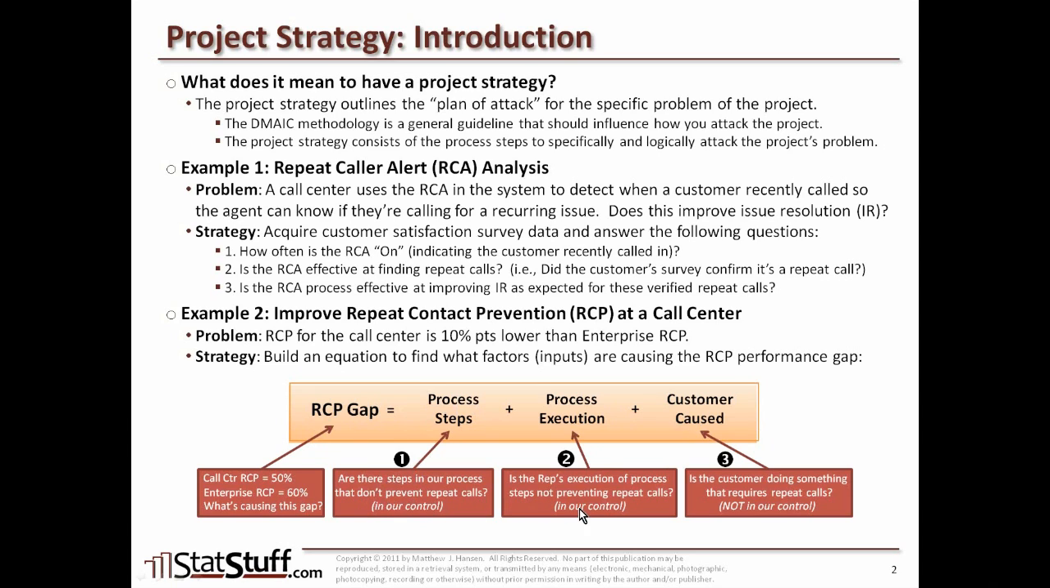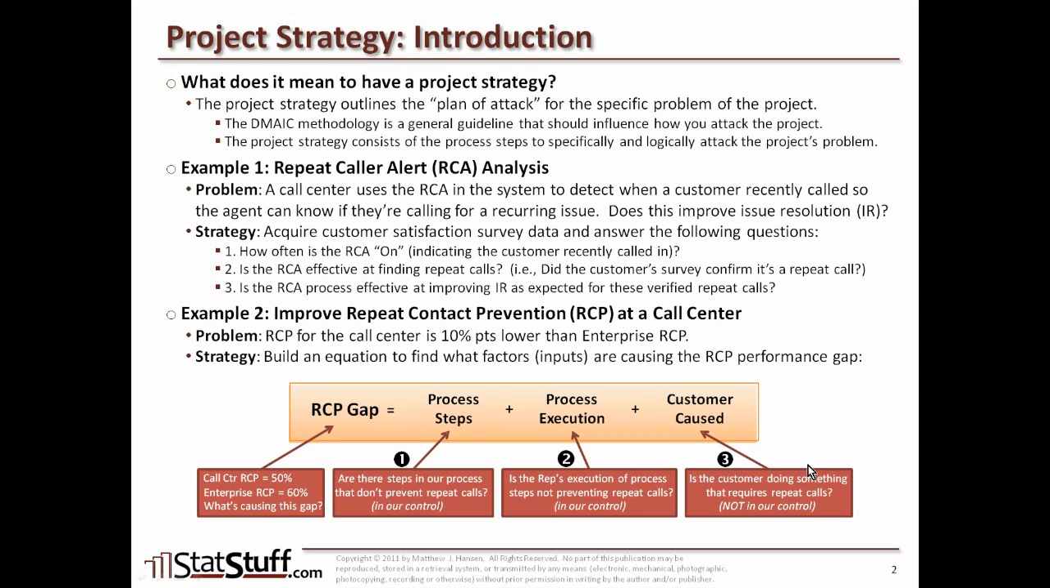Next, for the process execution, we basically said, maybe the process is okay, but maybe it's the reps themselves who are not doing an adequate job at following the steps, and by not following the steps, again, they're not actually helping to prevent that repeat call. Again, that's something within our control because the agents or reps are the ones on the phone trying to follow the process that we define for them.